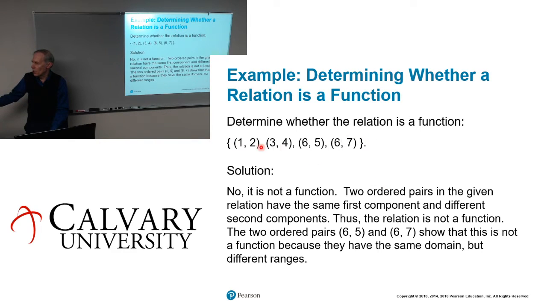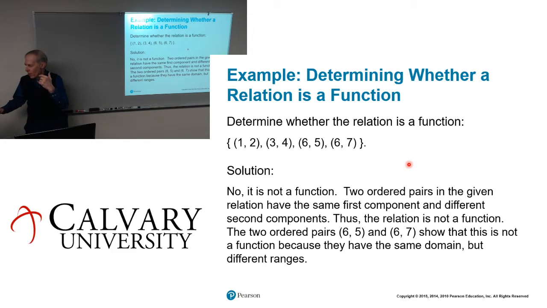So this is a mathematical relationship. But is it a function? No, it's not, because there's two different values of the range that each correspond with the same value of the domain, the 6. So otherwise, if you have all different values of the domain and all different values of the range, then it is a function. But this one particular case makes it not a function.